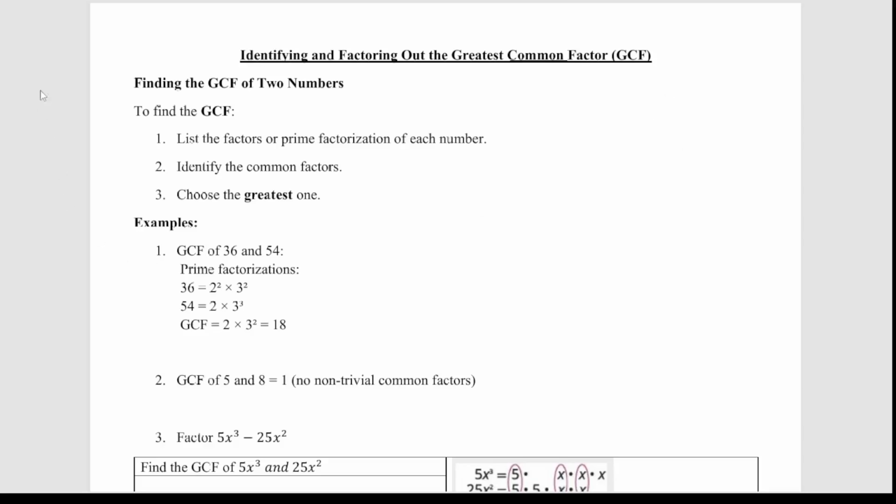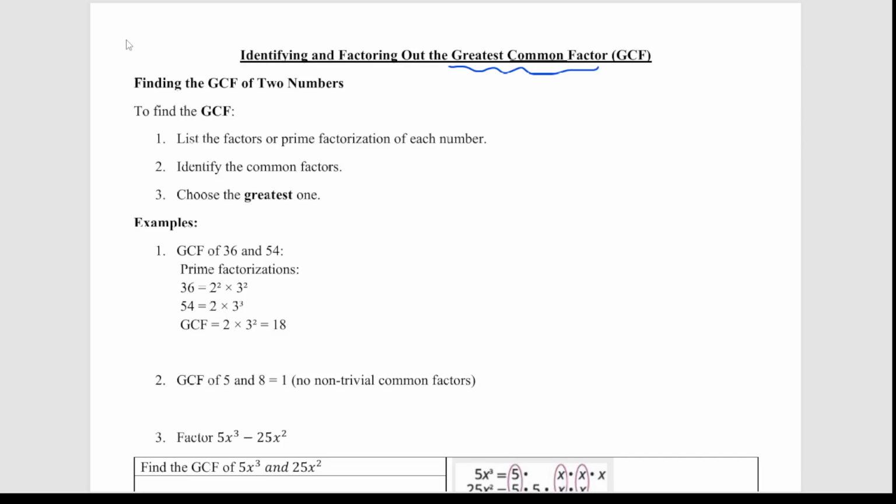Today we're going to be discussing identifying and factoring out the greatest common factor, also known as the GCF. So anytime you see GCF, you should be thinking greatest common factor. And what is the greatest common factor? It is the largest number that goes into all of the numbers or variables that you are concerned with.